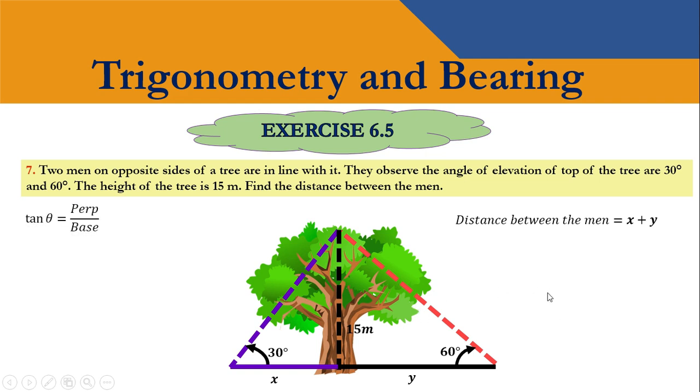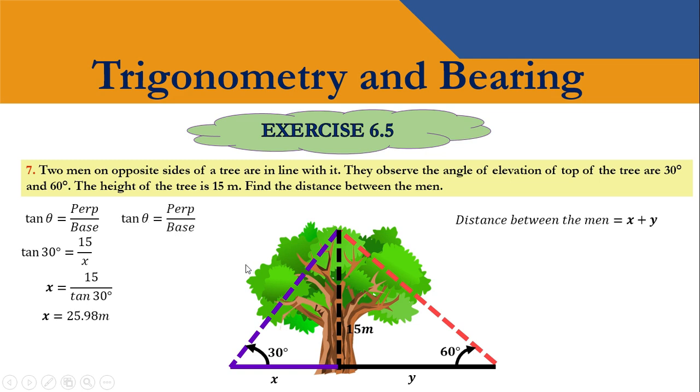So to solve this triangle, the trigonometric ratio is tan of theta, which is equal to perpendicular divided by base. Putting the values of our first triangle, tan 30 is equal to 15 by x, and doing some mathematical work, we will get the value of x, which is 25.98 meters, the distance of the first man from the tree.